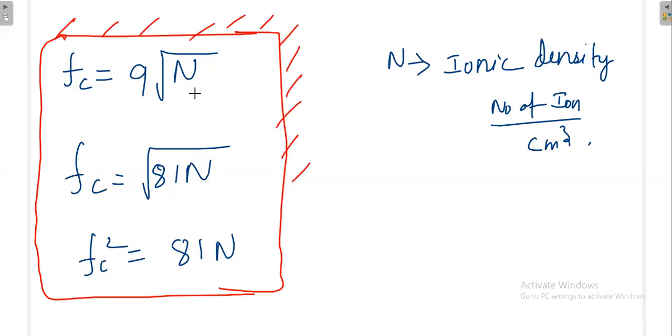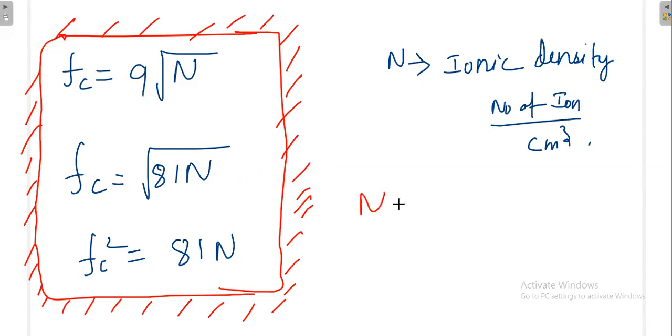They will give the ionic density, then simply they will ask what is the critical frequency of a particular layer. They will mention the layer and give the ionic density, then you simply have to find the critical frequency. And again, from this it is very clear: if N increases, then definitely the cutoff frequency of the layer will increase. And also, the refractive index of the layer will increase.